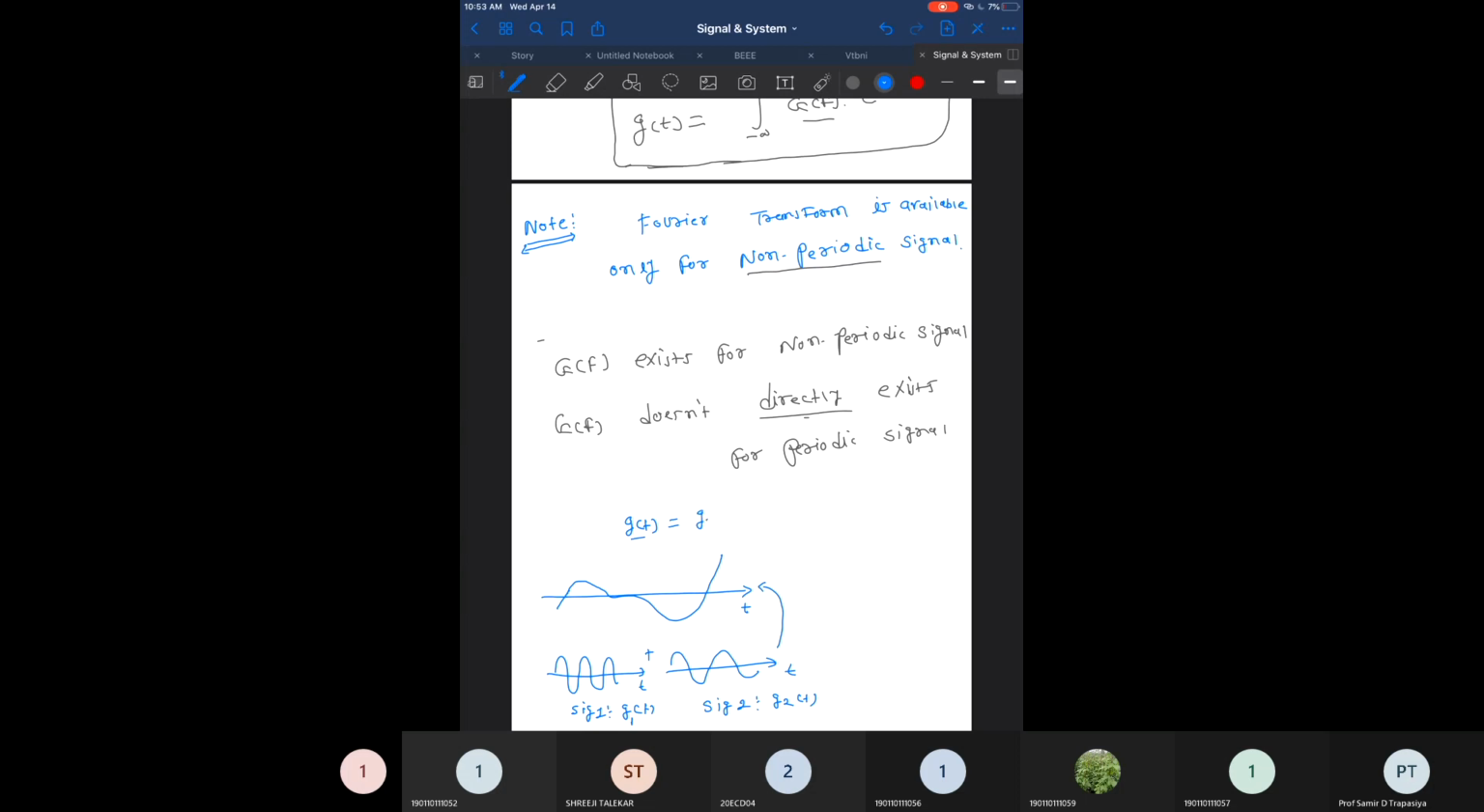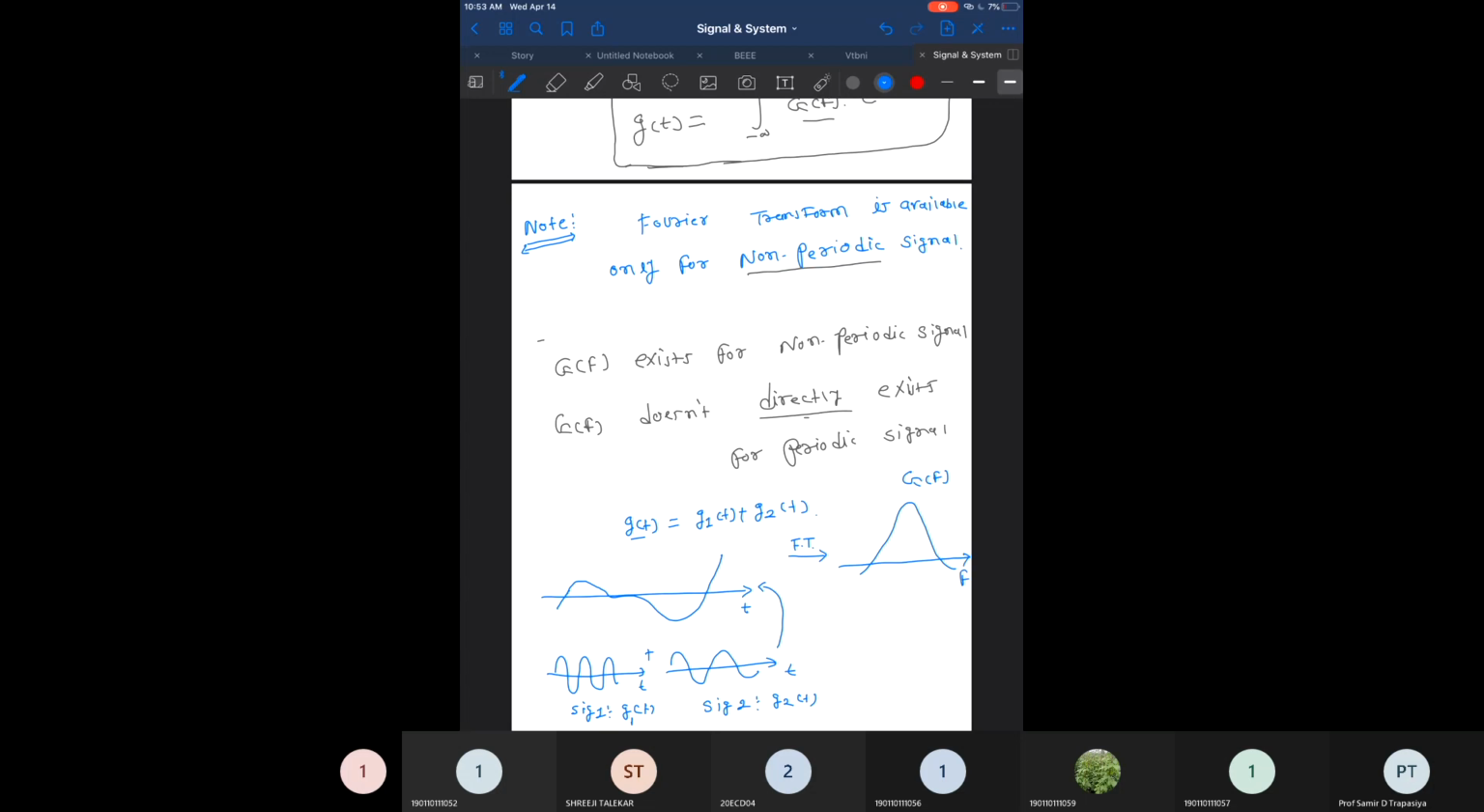So g of t is an arbitrary signal which is produced by adding the two signals g1 of t and g2 of t, right? And we will find the Fourier transform of this signal. This looks like a periodic signal, but if we produce it in MATLAB, it will exist for a particular duration, so it automatically becomes a non-periodic signal. If we find the Fourier transform of this, we can find some signal like this one, and this is known as the G of f signal with respect to the frequency domain f.